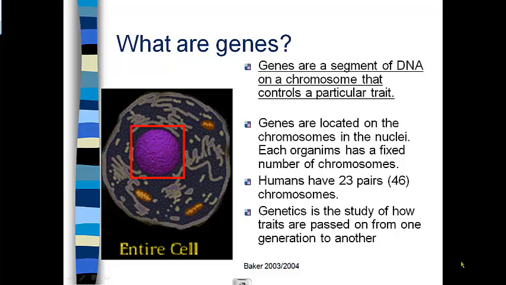Genes are located on the chromosomes inside the nuclei. Each organism has a fixed number of chromosomes. Humans have 23 pairs or 46 chromosomes total. So 23 pairs of chromosomes. Other animals have different numbers. Other plants have different numbers. Okay, so DNA is in all living things, but humans have 23 pairs or 46 total. And then genetics is the study of how these traits are passed down from one generation to another.